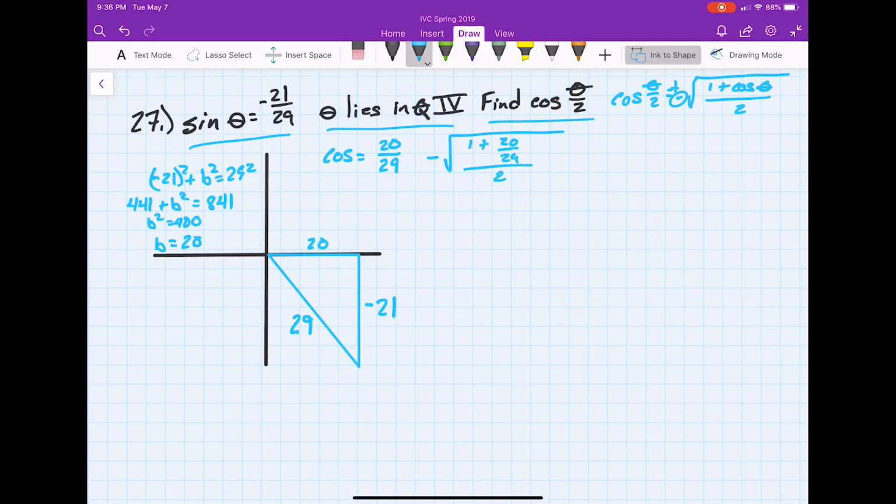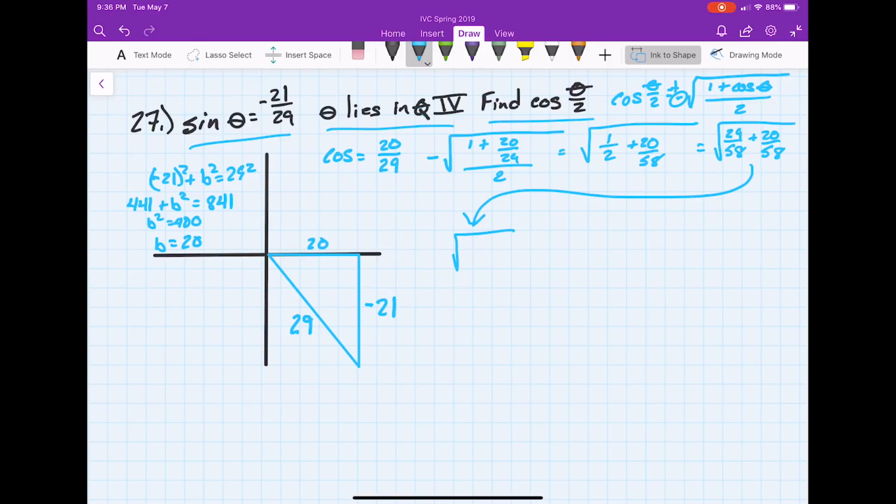So we got 1 plus 20 over 29 all over 2. And then that is going to reduce down to 1/2 plus 20 over 58, because 29 times 2 is 58. And then that is going to change to 29 over 58 plus 20 over 58. I'm going to move all this down over here because I'm running out of room. So that is going to be 49 over 58.